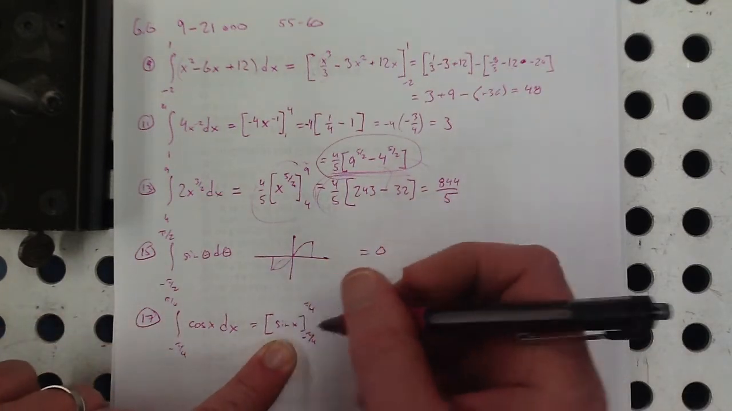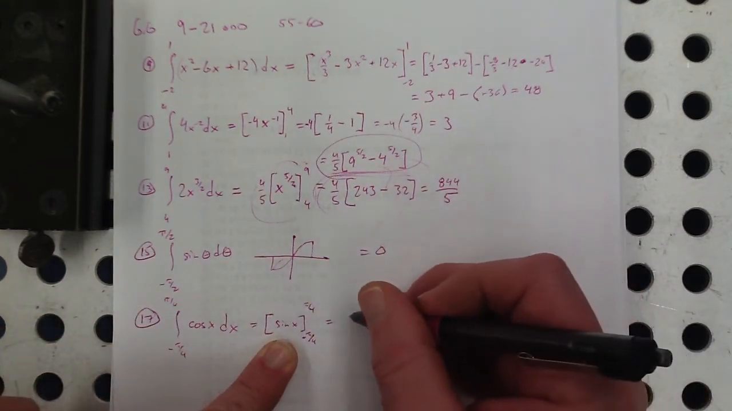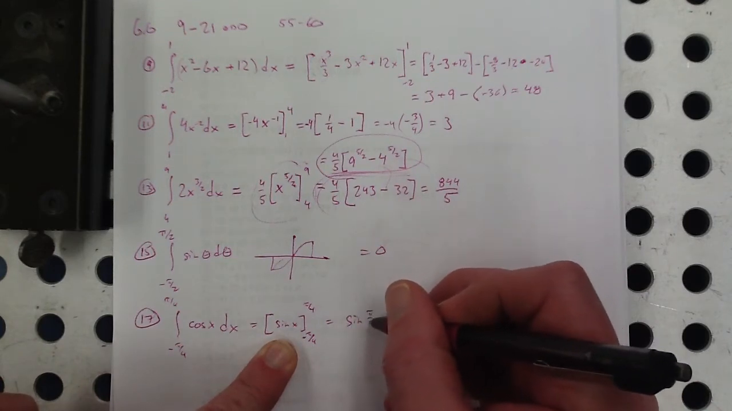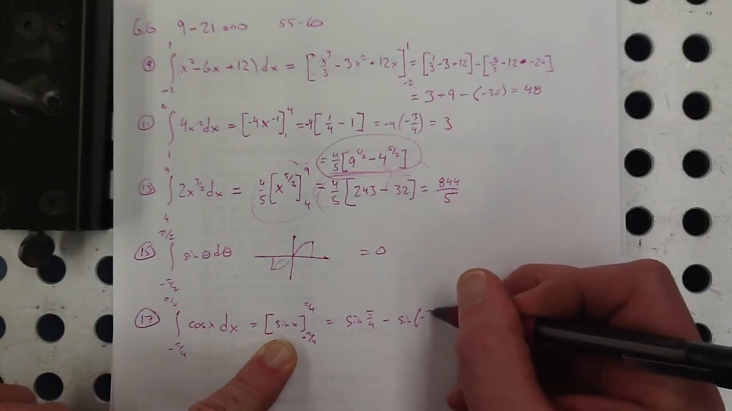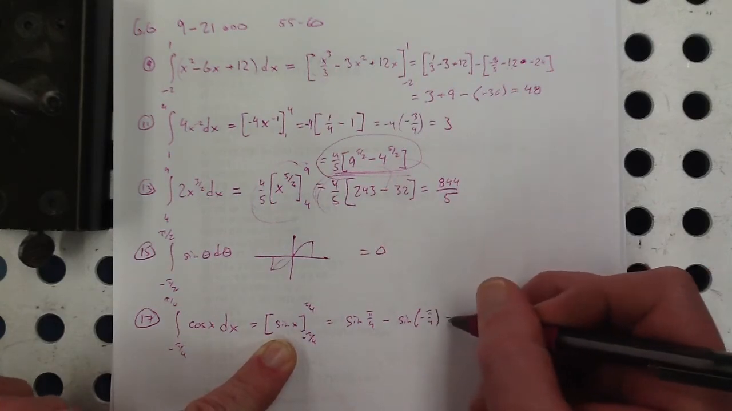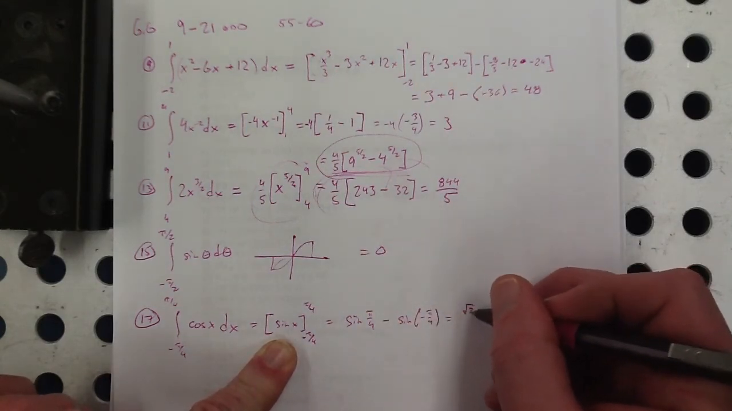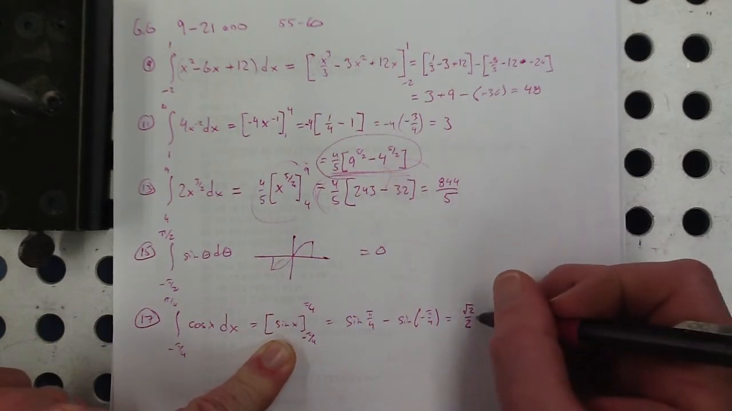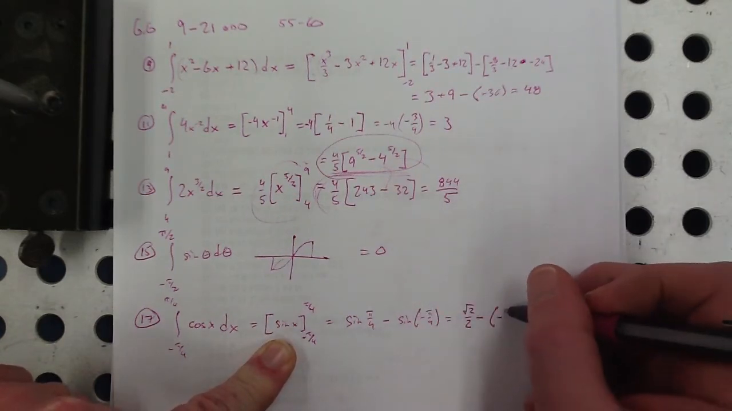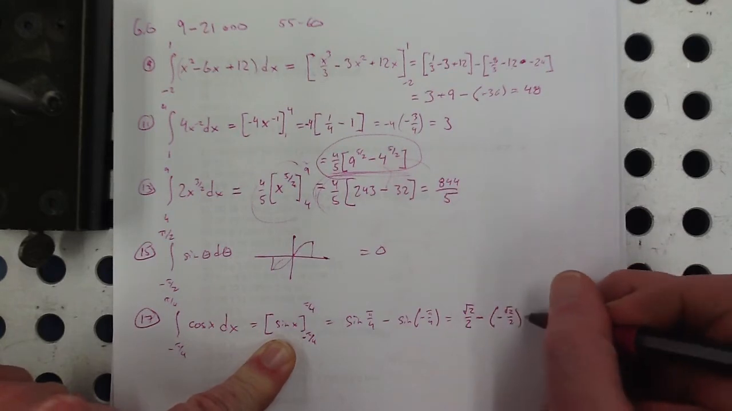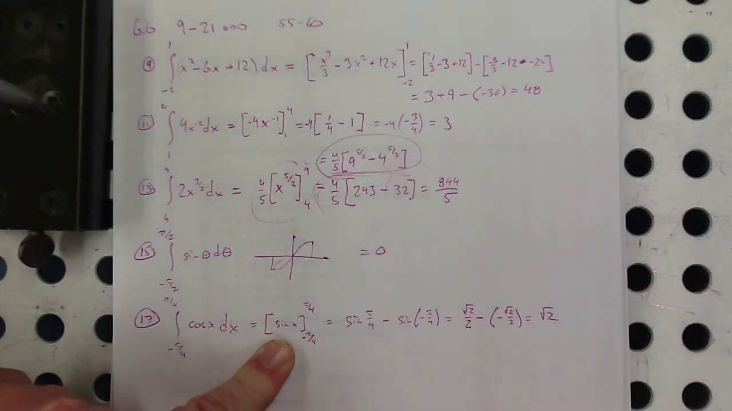All right, so what's the sine of pi over 4? I guess we should write out this step. Sine of pi over 4 is the square root of 2 over 2, minus the sine of negative pi over 4, which is negative square root of 2 over 2. That's the square root of 2.